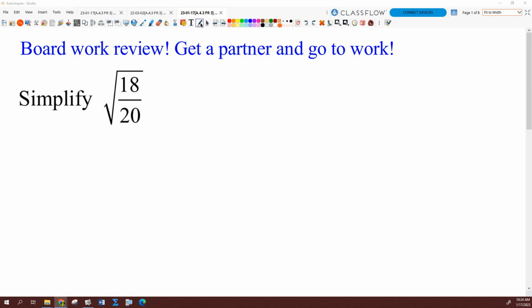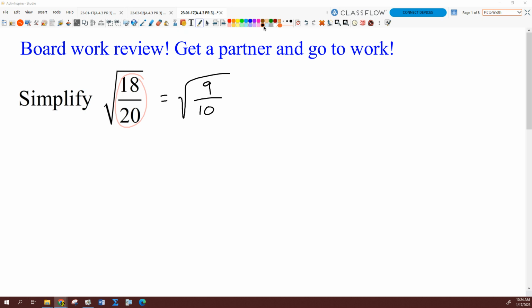So first thing we might do here is look at the fraction that's inside the square root. Well, that reduces to 9/10, right? So the first thing we might do then is just break this down into a simpler square root, the square root of 9/10. Okay, now what?